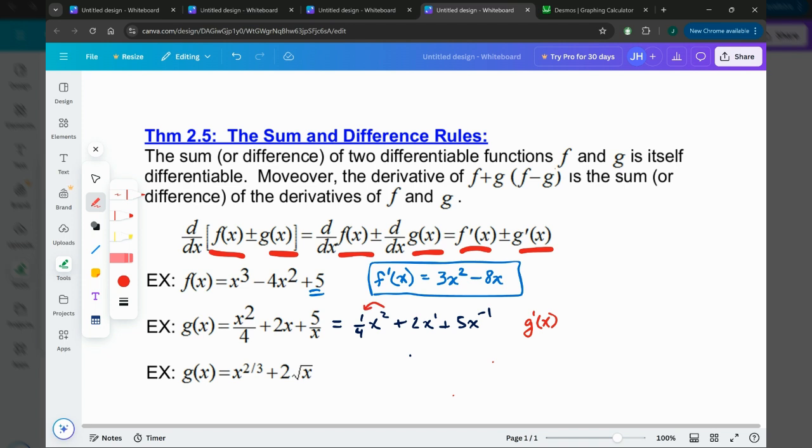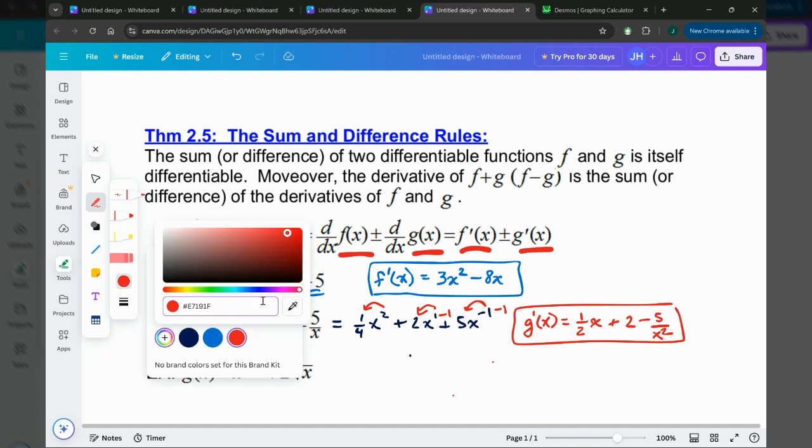Bring the 2 out front. I would get 2 over 4. That would be 1/2. And x would be raised to the first. Bring the exponent out front. That would give me 2. But if you subtract 1 from the exponent, I get x to the 0. And x to the 0 is just 1, so the derivative here is just 2. Next one, bring the exponent out front. I would get negative 5. And if you subtract 1 from the exponent, I'm going to get x to the negative 2. Well, that puts the x squared on the bottom. Here's my derivative. Watch your negative exponents, everybody.